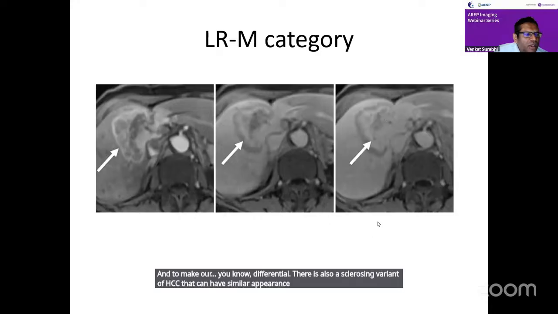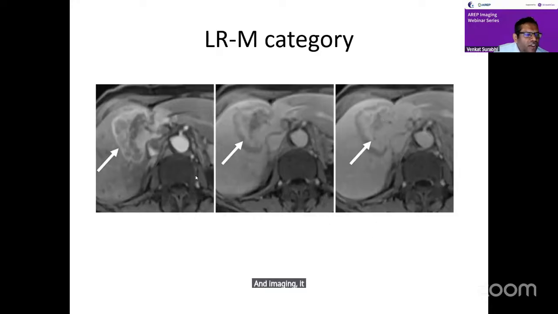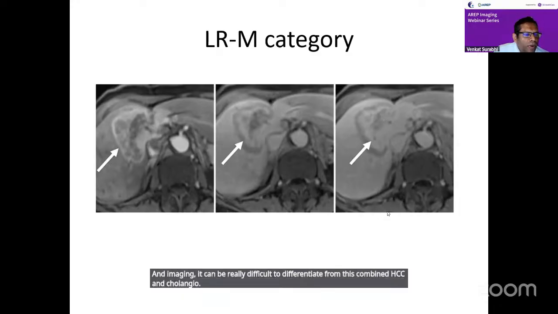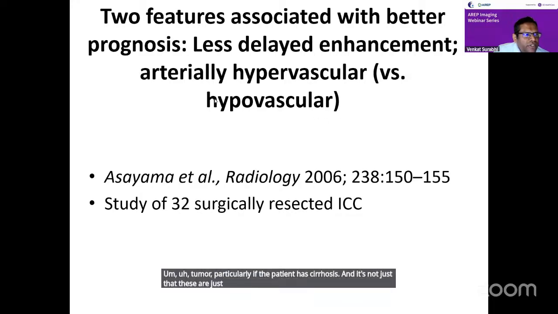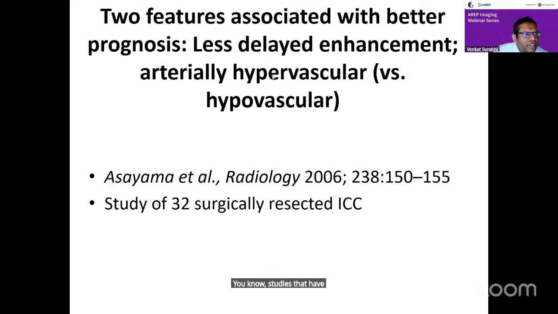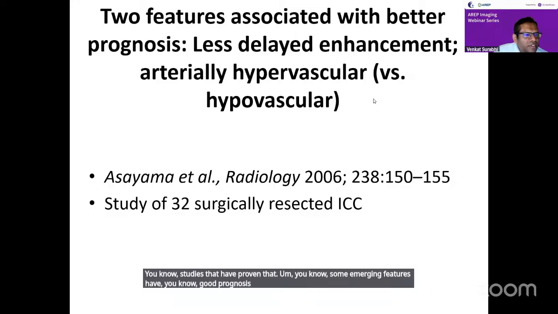So sometimes on imaging, it can be really difficult to differentiate from this combined HCC and cholangio tumor, particularly if the patient has cirrhosis. And it's not just for academic purposes. There are studies that have proven that some imaging features have good prognosis, whereas other imaging features have bad prognosis.